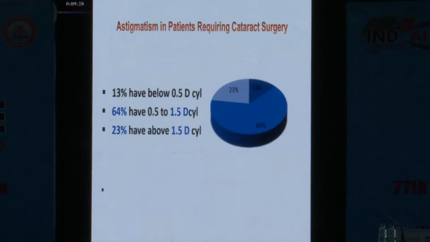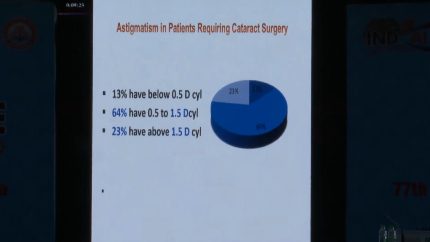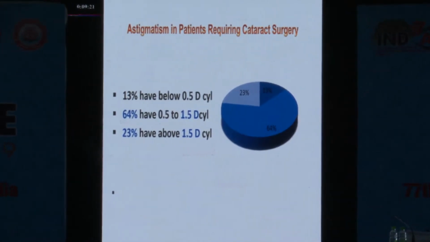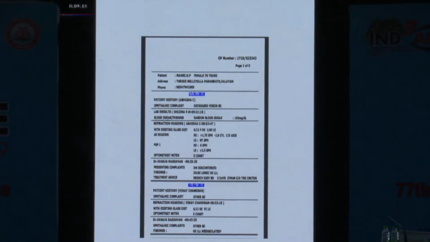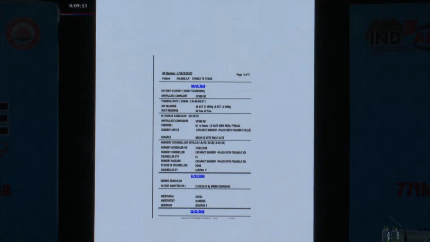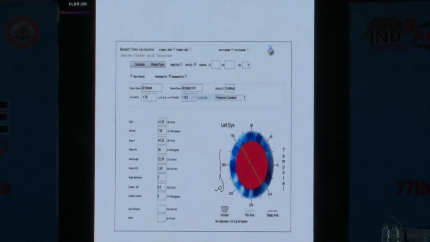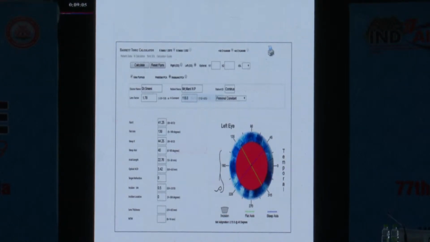See, with this degree of astigmatism possible in cataract patients, there is definitely a need for toric IOL implantation. And this is what we did in this old patient with hard brown cataract. She had an astigmatism of 2.72 diopters.